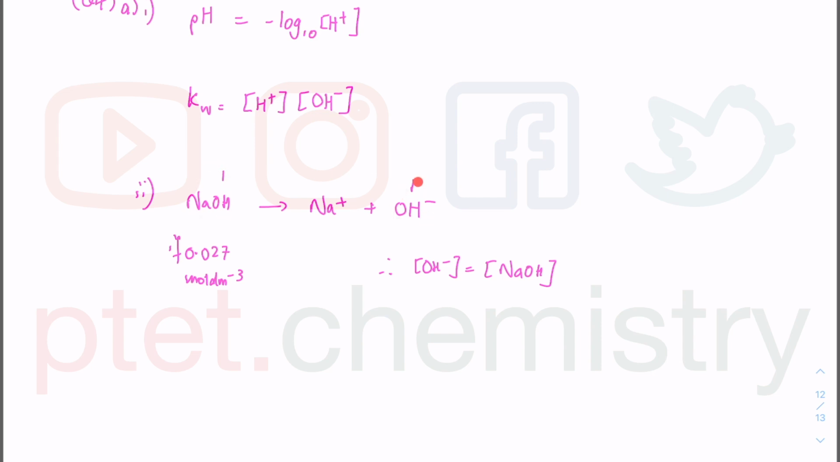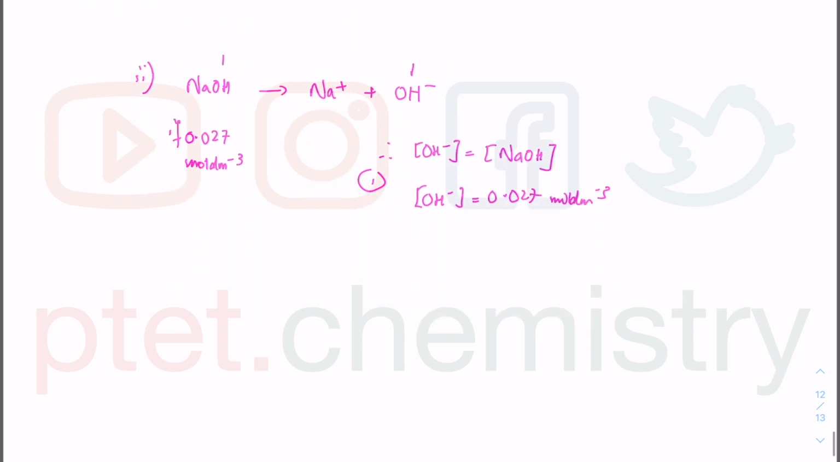All of these come from these. One of these gives you one of that. And since they're in the same volume, if you have 0.027 mole in 1 dm cube, then you're going to have 0.027 mole of OH minus in 1 dm cube as well. So there you go, that is your concentration of OH minus.